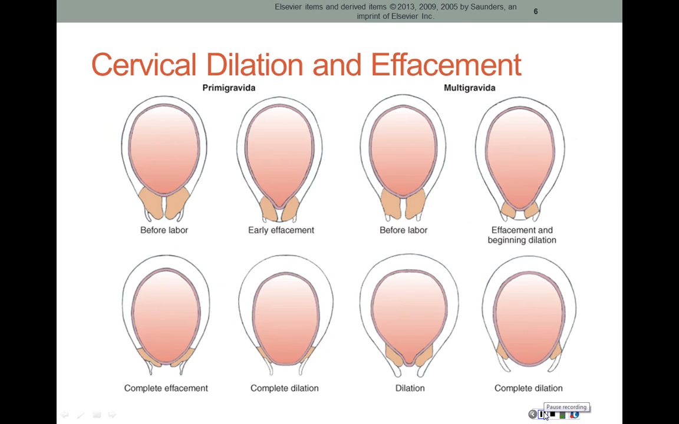This is just another illustration showing the difference between a primigravida, which remember is a woman who has never been pregnant before. This is her first pregnancy. And then a multigravida, this is the picture of a woman who has had a child or several children before.